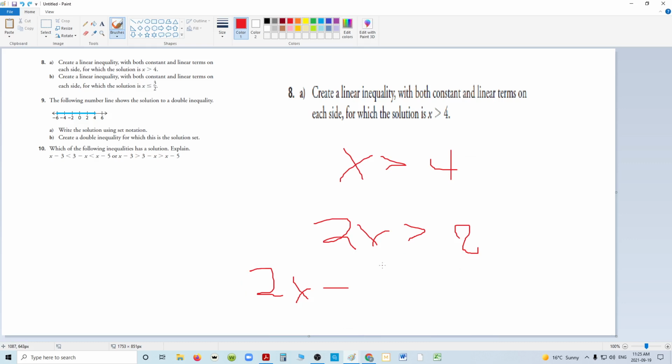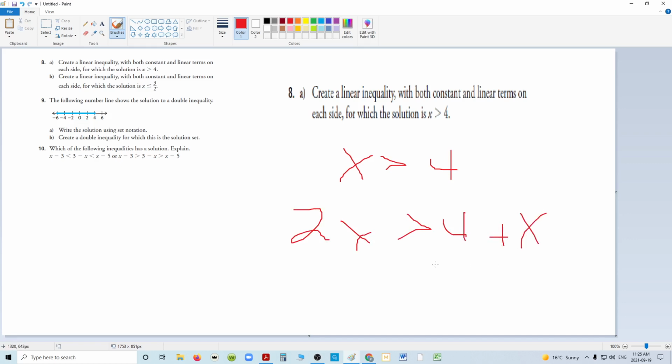Now, to get a different one, we're going to add an x to both sides. So I get 2x here, bigger than 4 plus x. And then I can even multiply them both by 2. But 4x is bigger than 8 plus 2x. So this will also be true.